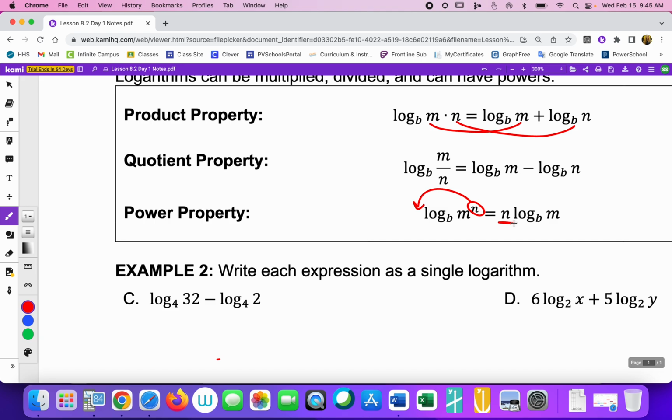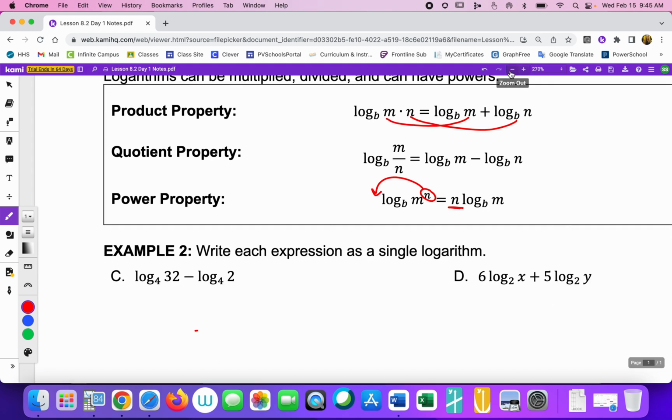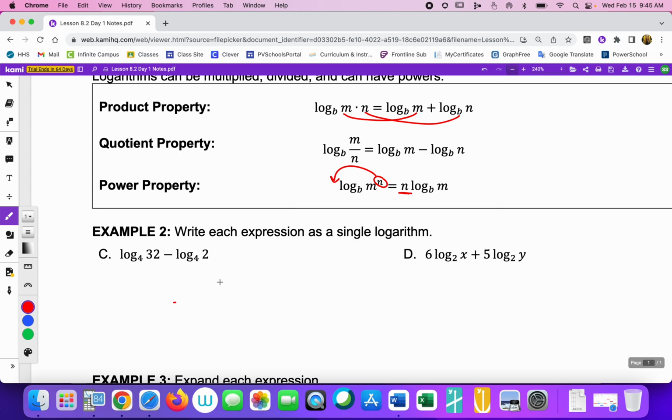So we're going to be combining some of these. They might all be in the same problem, depending on what you're doing. There are many different types of these, but these are the base properties you are using to either expand or condense. Now we're going to start off with a couple. After we do a few, it might make a little bit more sense. But again, there are a lot of types of these.